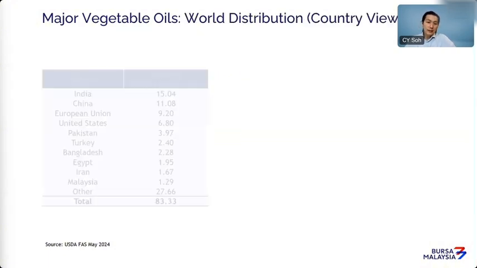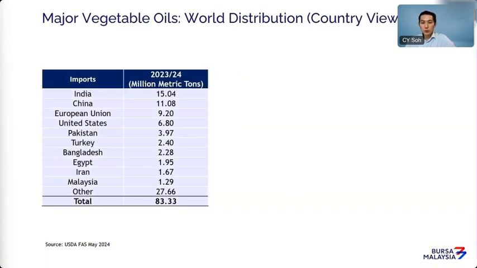Now here, let's have a look at the world distribution of the major vegetable oils. Which countries demand vegetable oils, which export the most, and which countries have excess supply of vegetable oils and export the most. So let's have a look at importers first. We can see India, China, European Union and United States import the most because they consume more vegetable oils than they produce in total.